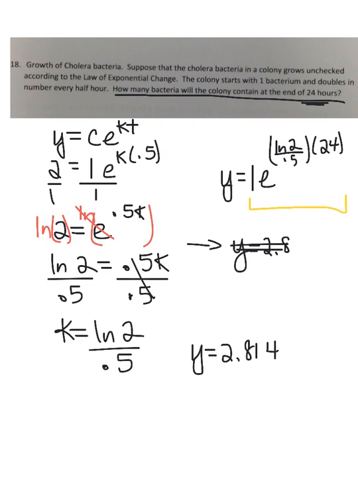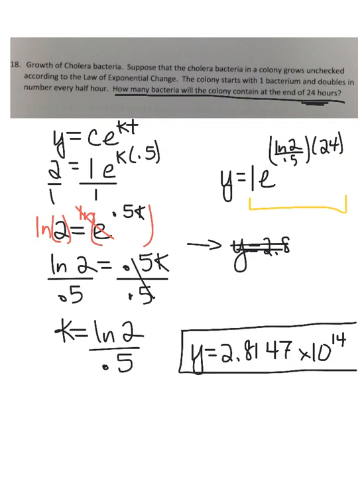2.8147. Then you should see an e in your calculator, and that means times 10 to the, and then look at the number right after the e. That should be a 14. So that's exponential. It's like scientific notation, sorry. That's the way that your calculator shows scientific notation. So whenever you see an e, that means times 10 to the. And then the power that it would be raised to would be the number that comes to the right of the letter e.